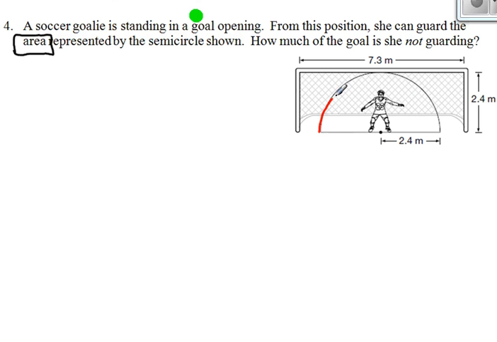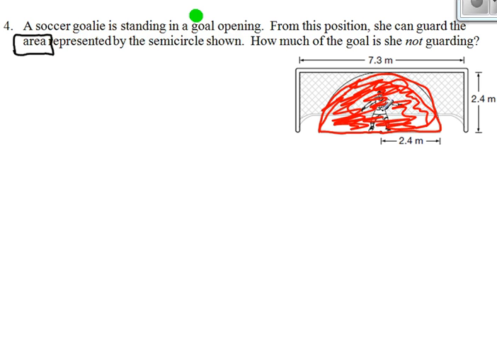Because of her arm reach and her physical athleticism, this is the area that she can guard really well. So if someone kicks a ball and the ball goes into this area, she's going to stop the ball from scoring. Yay! That's her guard area. Now that means that there's an area she's unable to guard, and that's what's left over in the soccer goal. So I'm identifying it with green. And the question says, basically, what is this green area? What is the total area that she's unable to guard?